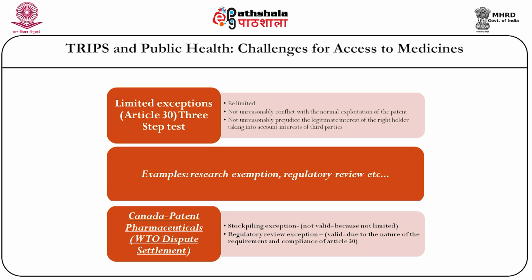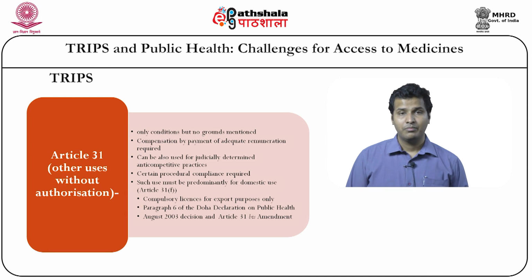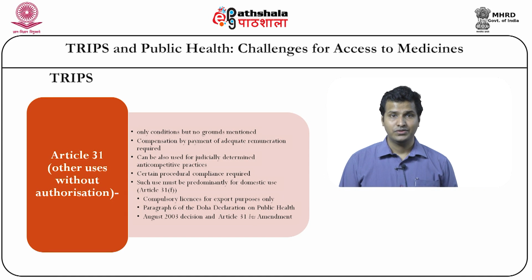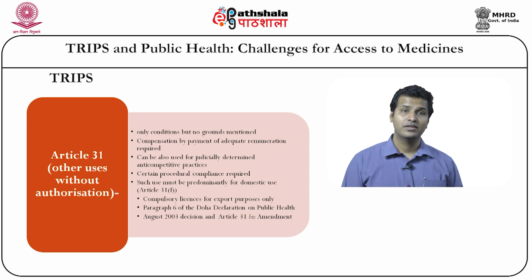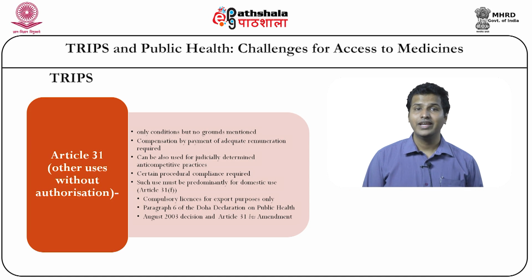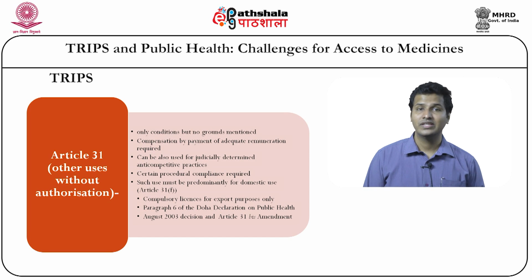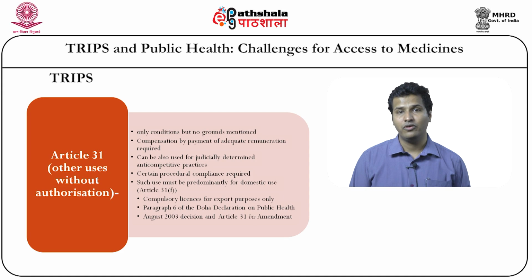This is usually called the regulatory review exception or the Bolar exception. Article 31 provides for other uses without authorization. While in the case of Article 30, the uses may be free as such, in the case of Article 31, the use must be compensated. However, Article 31, unlike Article 30, does not have any limitation as provided by the 3-step test. In Article 31, there are certain conditions that need to be followed.